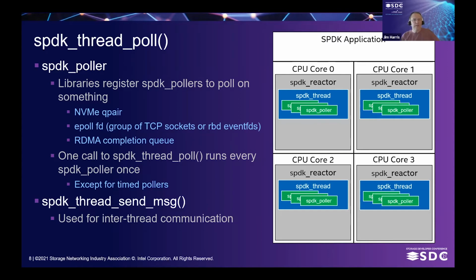The other thing that these threads do is each thread has a message queue. We make heavy use of it, as it's a shared nothing architecture. So instead of using locks in SPDK, if threads need to communicate, they can send messages to one another. And so that's another thing that SPDK thread poll will do: when a thread is polled, it will basically execute any messages that have been sent to that SPDK thread.